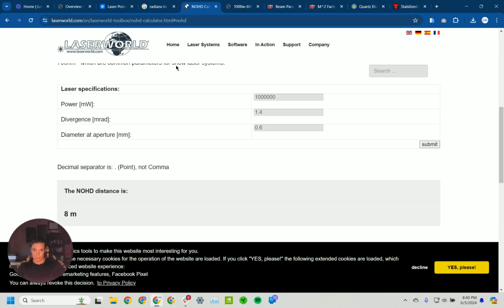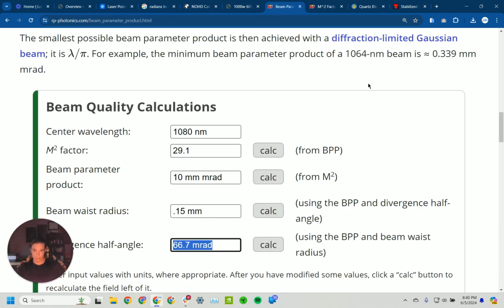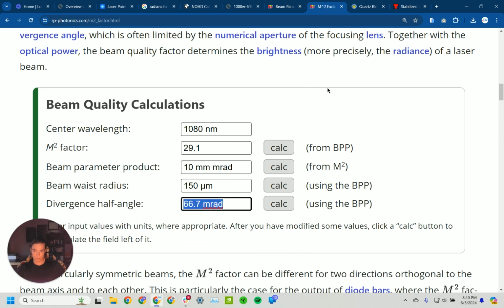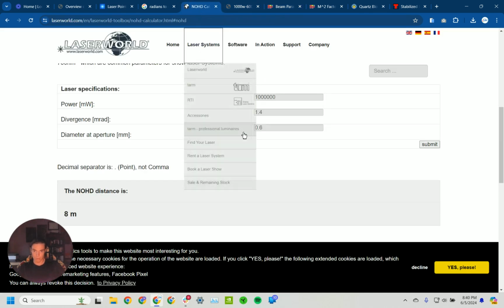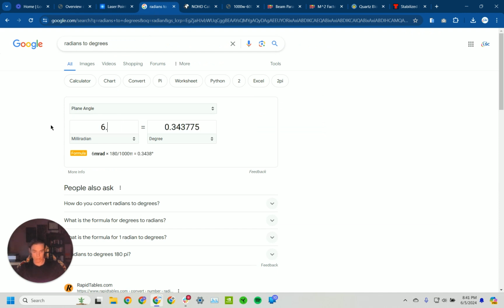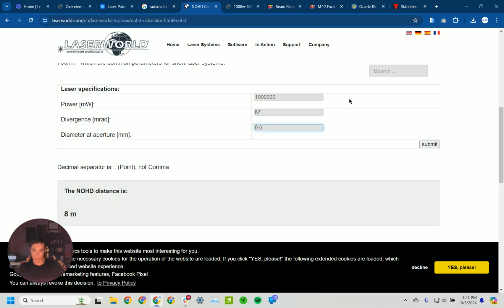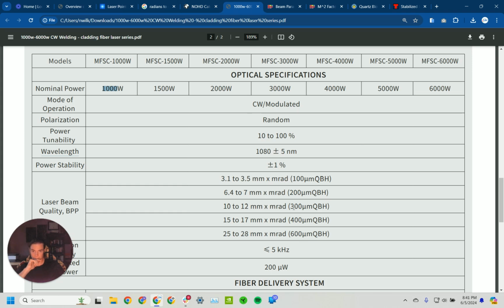So what is our divergence in milliradians? Well, according to our 2 calculations, our divergence is about 67 milliradians. We're going to round up just for worst case, 67 milliradians. And then just for fun, let's see how many degrees that is. 3 degrees. Pretty good. Almost collimated. And then our diameter at the aperture, that's going to be our broken fiber diameter, which is, again, 300 microns.